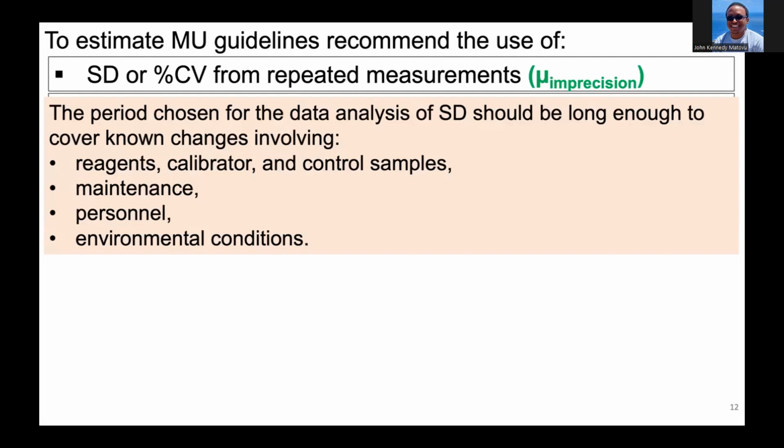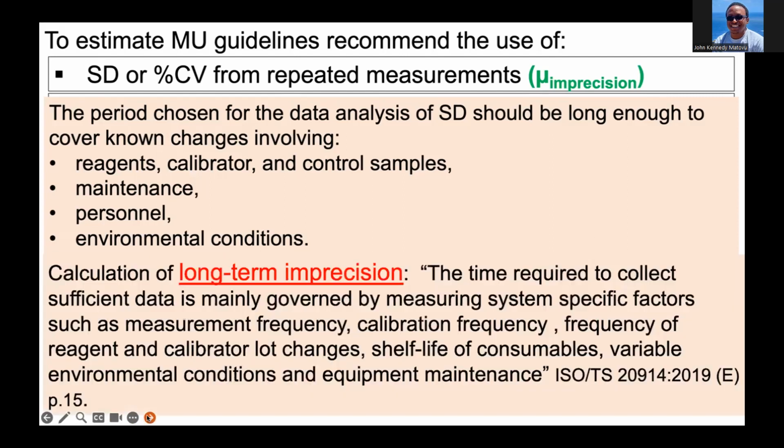Because remember now, you're looking at doubt. So doubt could include random things that could happen. So things like changes in your reagent lot numbers, your calibrators, your control samples, maintenance procedures, the personnel who are running the analysis and their competency or skill, and their environmental conditions. All of these things can affect your SD as well, right?